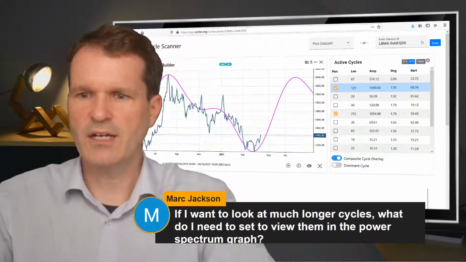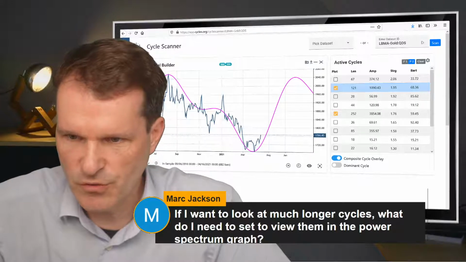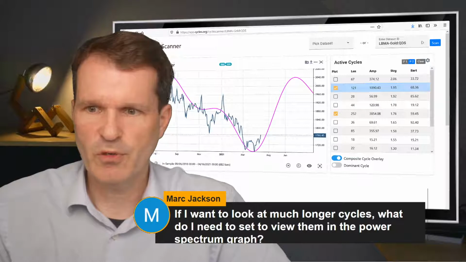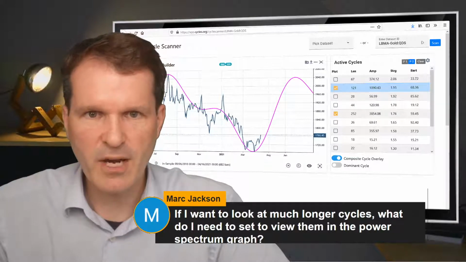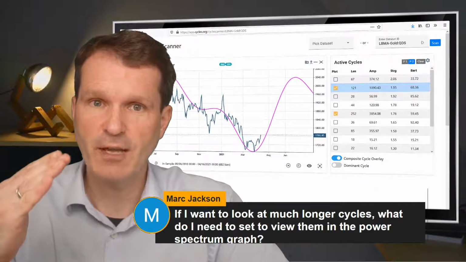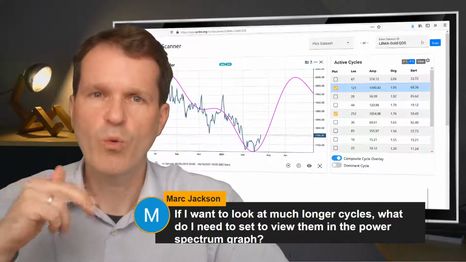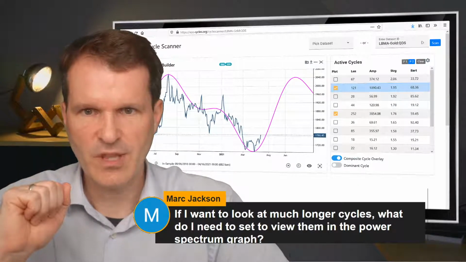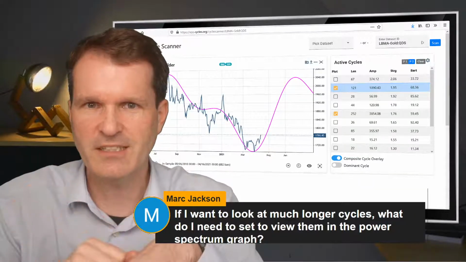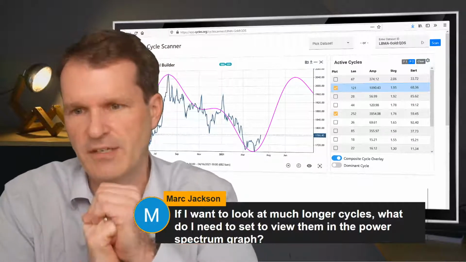Okay, so Mark, if I want to look at much longer cycles, what do I need to set to view them in the power spectrum graph? Yep, also a good and important question. My first recommendation would be to switch to a higher time frame. So not analyzing daily cycles, but using weekly data sets. The cycle scanner is always using the same setting, but if you detect a cycle with a length of 100, this then refers to 100 weeks and not 100 days.